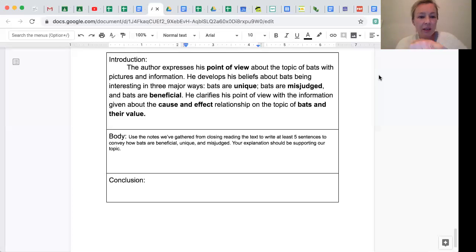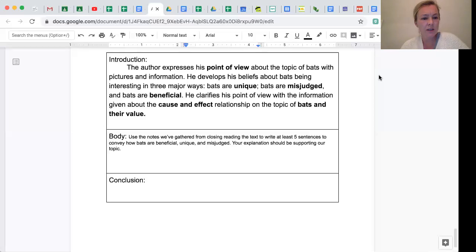Okay, so in your body paragraphs, you're going to use the notes that you've already come up with. You're going to use the discussion you had with your classmates, so you are ready to put that into complete sentences. It says in the instructions, use the notes we've gathered from our close reading to the text to write at least 5 sentences that conveys how bats are beneficial, unique, and misjudged. Your explanation should be supporting the topic. Remember, you're using your strongest evidence, using each of the compass words, selecting the evidence and explanation that you feel most confident with, and then wrapping it up with a quick conclusion.